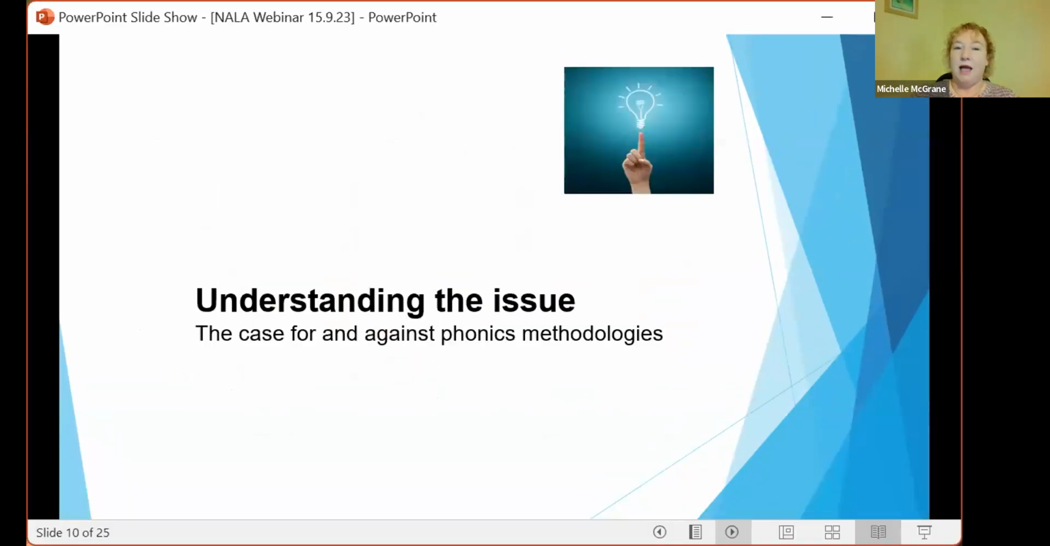Okay. So I've used the word phonics 100 times, so I am going to talk now for a couple of minutes about what phonics is. Obviously, I can't give a full explanation of phonics, but I just want to give a little bullet point overview of what phonics is. To be clear, phonics is one way of teaching reading. It is one teaching methodology.